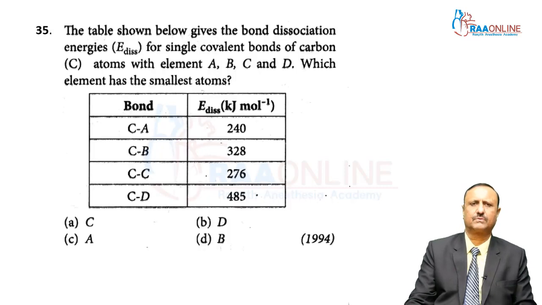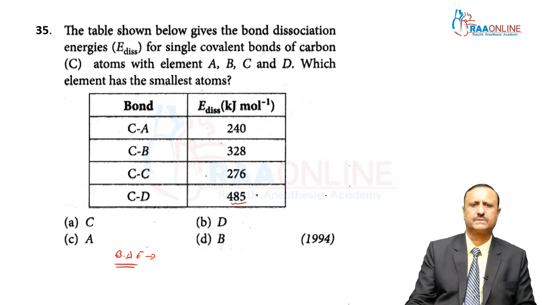Now, my dear students, we can see question number 35. The table shown below gives the bond dissociation energies, E dissociation, for single covalent bonds of carbon atoms with elements A, B, C and D. Which element has the smallest atom? My dear students, he wants the bond dissociation energy, BDE. Bond dissociation energy is highest for that element, or that element in which size is smallest. So you can see here 485 is the highest dissociation energy, which means it has the smallest size.